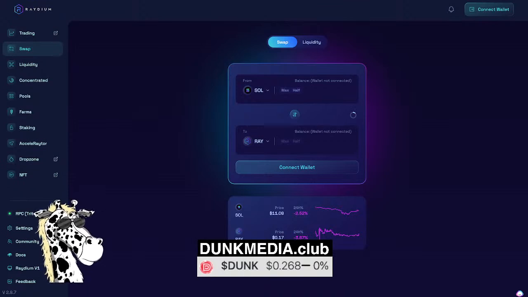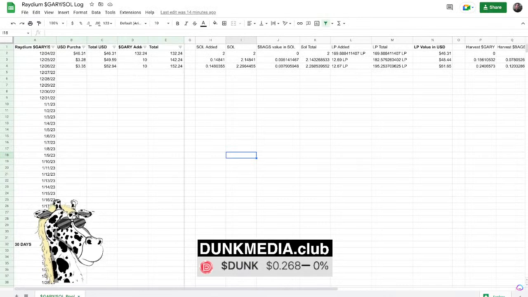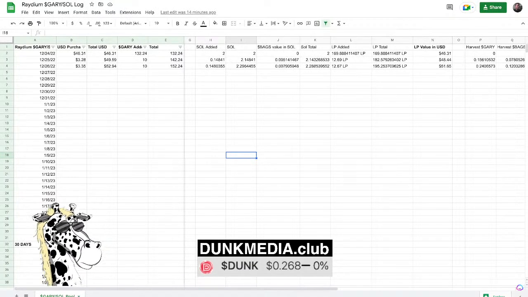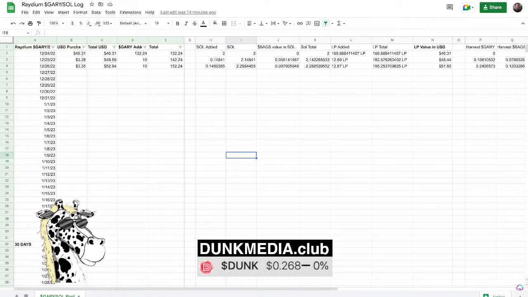So what I've done is I am going to compound. I started doing this, and I'm going to show you. This is a sheet that I started putting together. You can see I started on the 24th, a good way to start, Christmas Eve. I started by putting in about $46.31. I'm going to be calculating it all in USD, even though I'm contributing it in cryptocurrency, just for tracking.